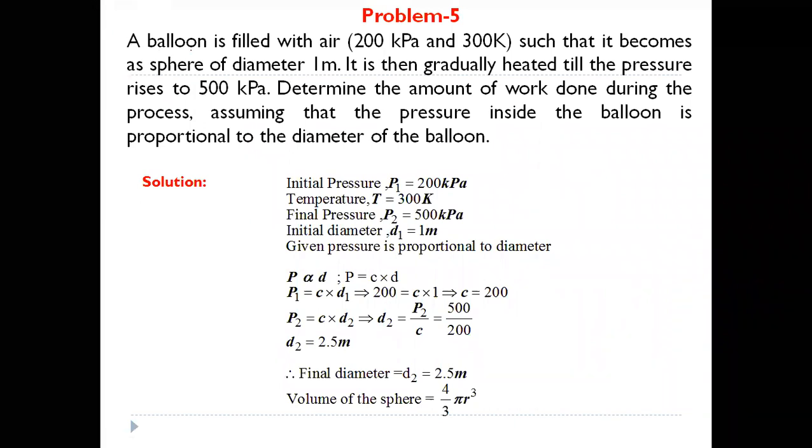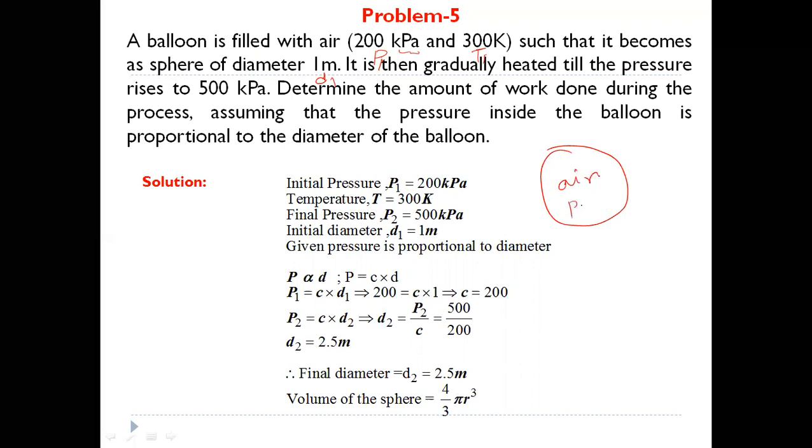Coming to this problem, a balloon is filled with air, given the pressure is 200 kilopascals and temperature is 300 Kelvin, such that it becomes a sphere of diameter 1 meter. So initially the diameter of the balloon is 1 meter, the pressure is 200 kilopascals and the temperature is 300 Kelvin.